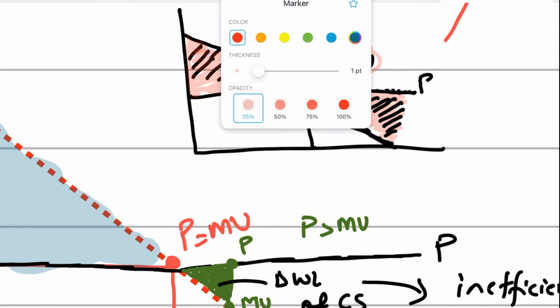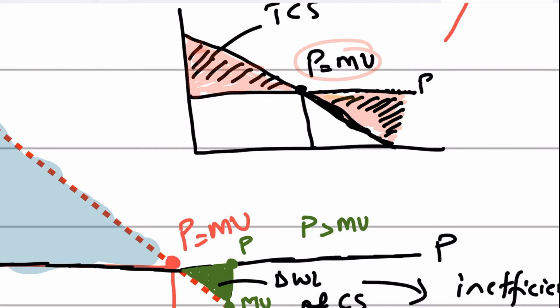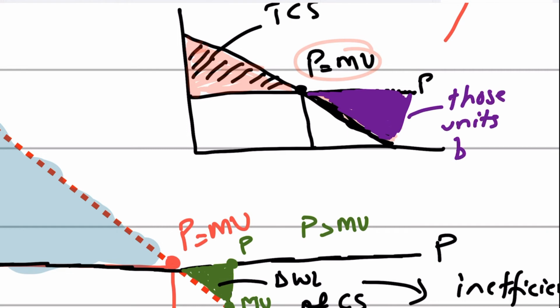And if you purchase these additional units, in a different color, your total consumer surplus would go down. That is why this purple region represents a deadweight loss of consumer surplus, because this region represents those units bought where the price exceeds the marginal utility, hence it's allocative inefficiency.